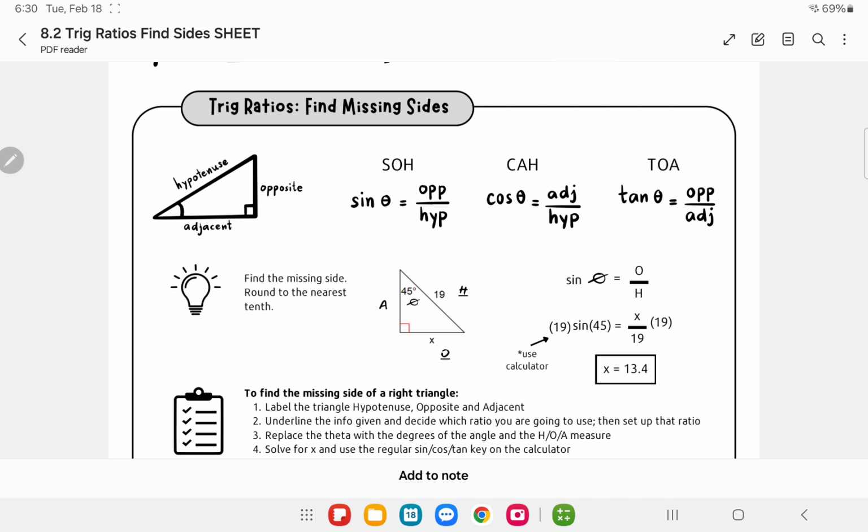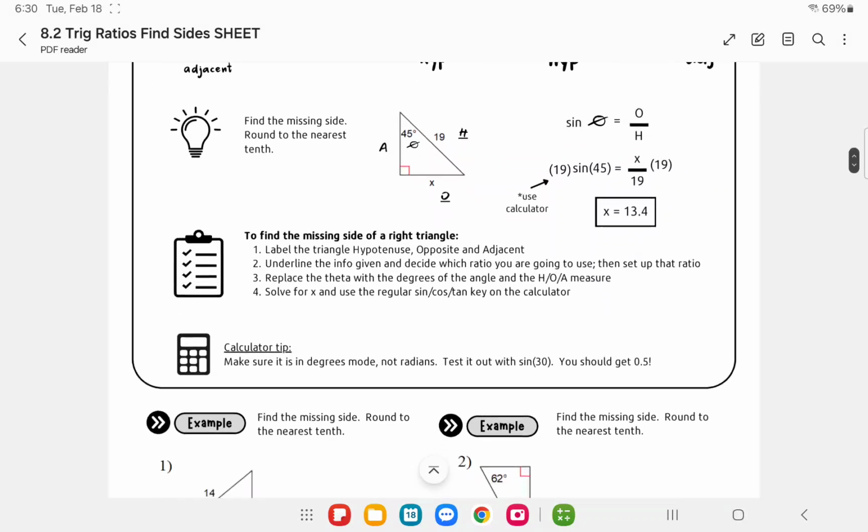And then we use SOHCAHTOA, which just means we either use sine, which is opposite over hypotenuse, cosine, which is adjacent over hypotenuse, or we use tangent, which is opposite over adjacent. So let's do example number 1.